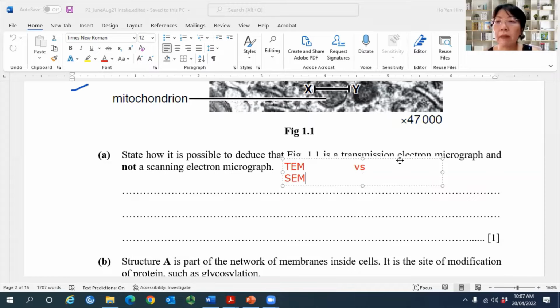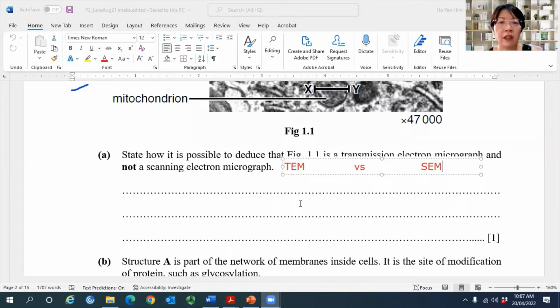So this is talking about electron micrographs, and you have learned two main types: transmission and scanning. For a light microscope, we shine light across the object, correct? For an electron microscope, instead of light, what do we use?